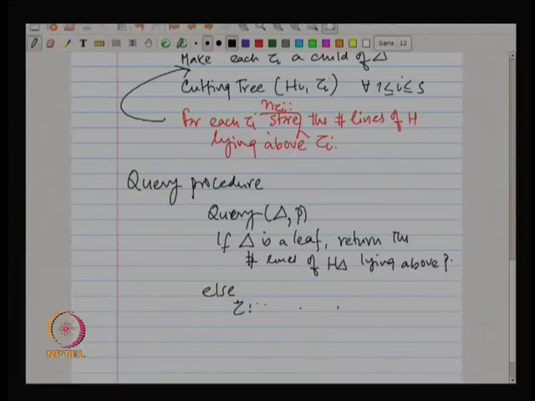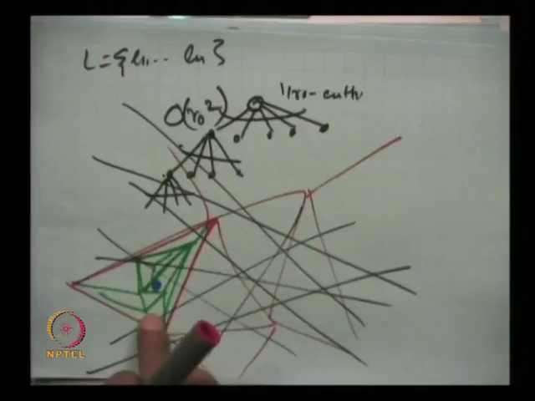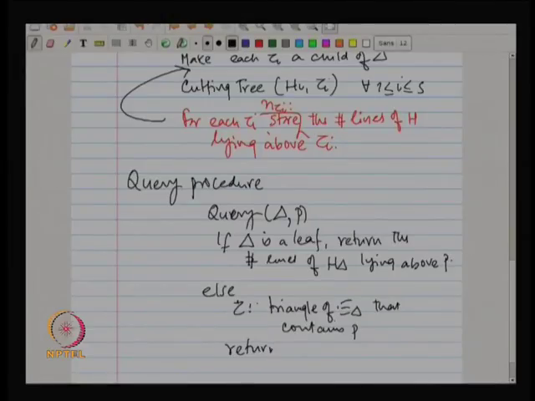let tau be the triangle of the cutting stored there that contains P. Okay. Otherwise, you find the triangle. For example, in this case, you found the red triangle that contained the query point. And then what you do is you return the value n tau. So, how many lines lie above this red triangle, plus recursively count the things here, plus query.